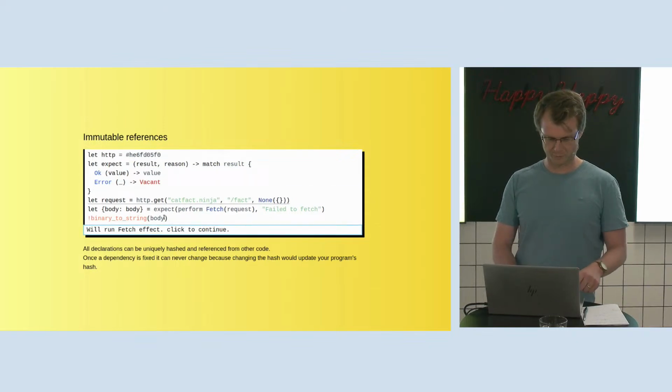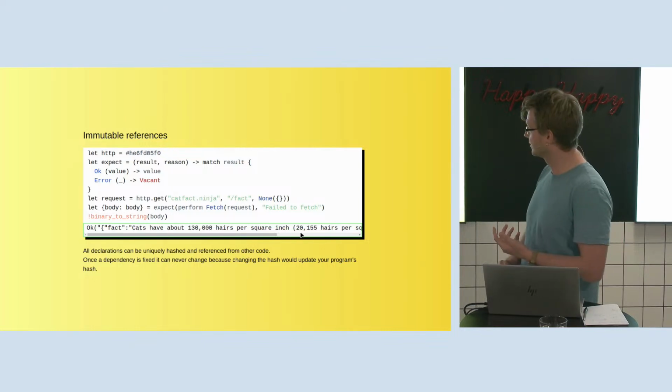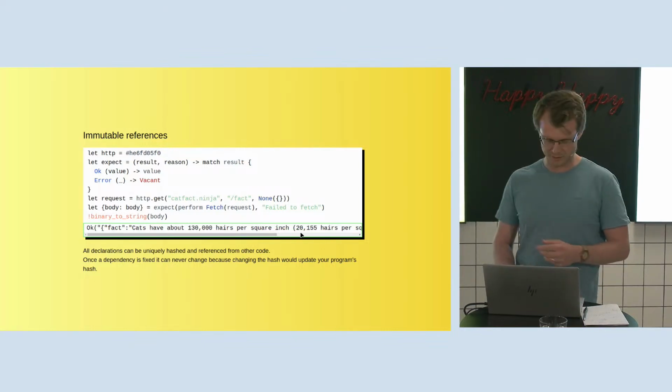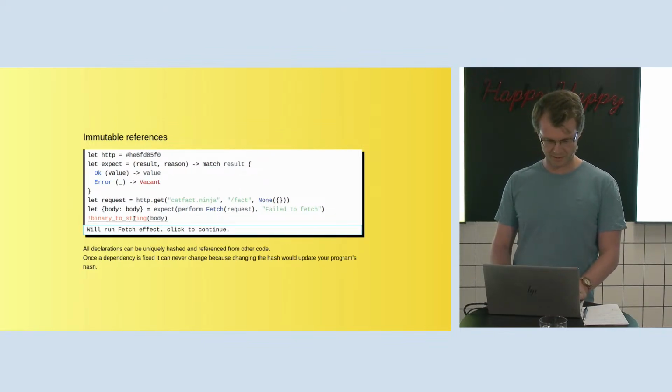So if I run this one, we hit this catfact.ninja API. We get a fact. Cats have about 130,000 squares. Well, that's good to know. But one of the things we could do here is we could go around. We could delete a load of these things.